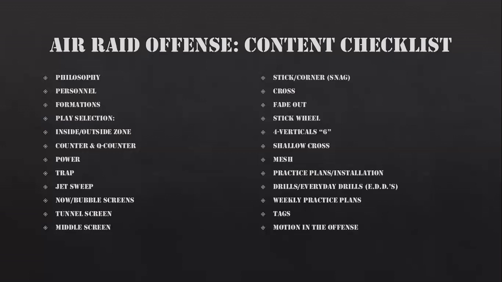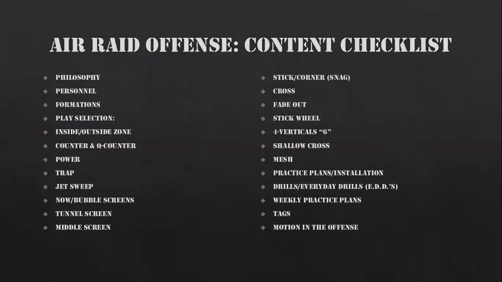So again, the checklist goes as follows. We're going to be talking about the philosophy of the air raid offense and personnel. That's going to be combined into one video. Then we're going to talk about formations that can be used in the air raid offense. Then we're going to start talking about the run game, which would be inside and outside zone, the counter and the Q counter, which is the quarterback, because I like to use the quarterback in the run game.